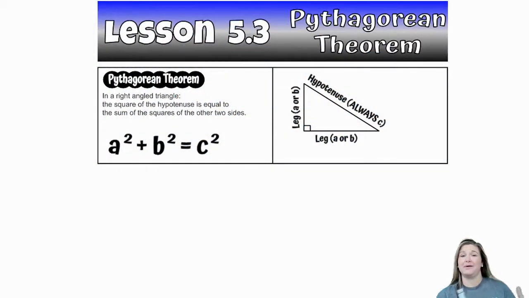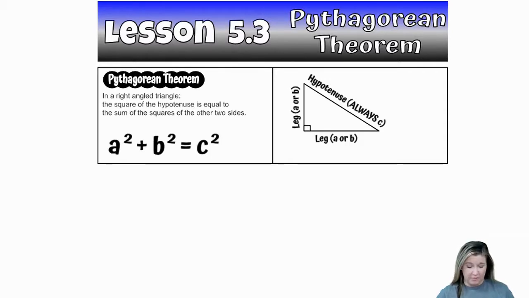All right, guys, so now we're bouncing back to triangles, and not just any triangles, right triangles. So remember, a right triangle has one 90-degree angle, and then the other two are going to make up the other 90 degrees. So what we have here is the Pythagorean theorem.